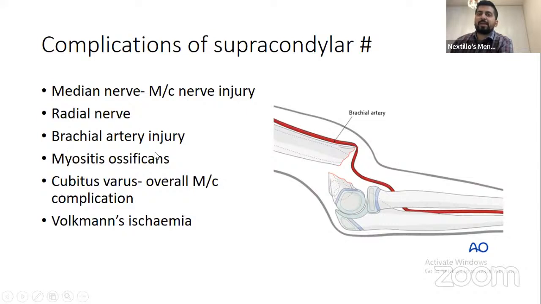Now, brachial artery injury is rare, but an important complication, because if the brachial artery is injured, it is usually by the proximal fragment. Again, this has also been asked in the exam, which fragment causes brachial artery injury. So the anterior part of the proximal fragment can lead to impingement or direct injury to the brachial artery. So brachial artery injury is an important complication, because if this is associated with the fracture, then immediate exploration is needed.